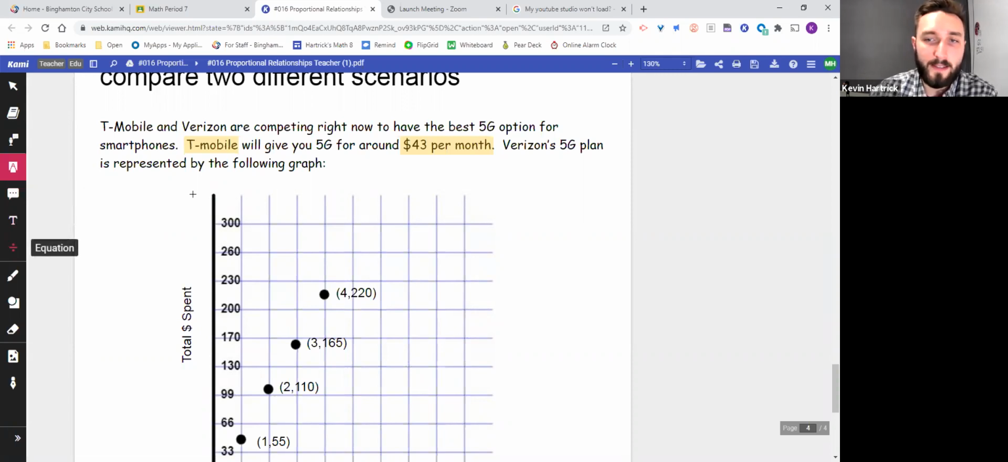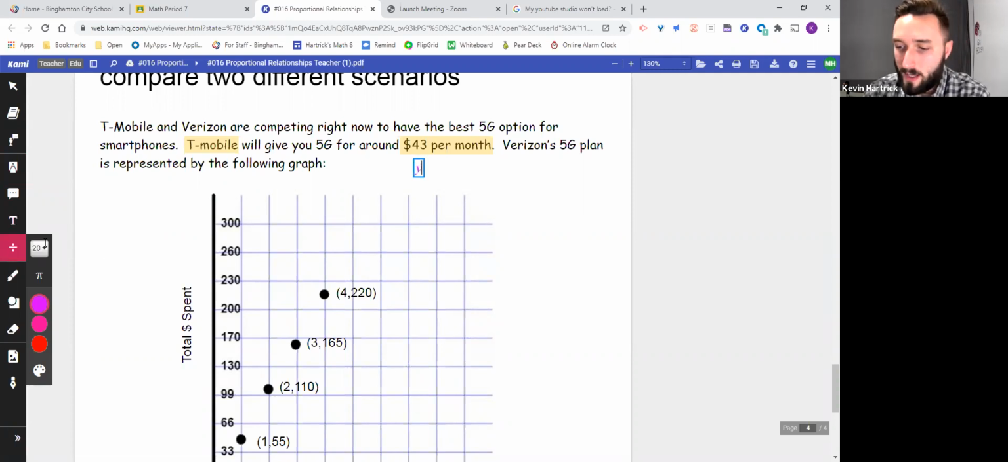If we wanted to rewrite this as the equation y equals kx, we would take 43 and make it our k, because that's our constant of proportionality. That's our unit rate, right? Every month it's going up $43. So y equals 43x will give us the total for any month. So say I wanted to figure out how much money I was going to pay in 3 months. I would put the 3 in for x, multiply these, and it would tell me what y is. Because remember, this is a proportional relationship.